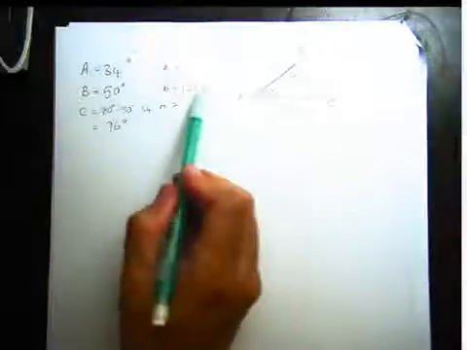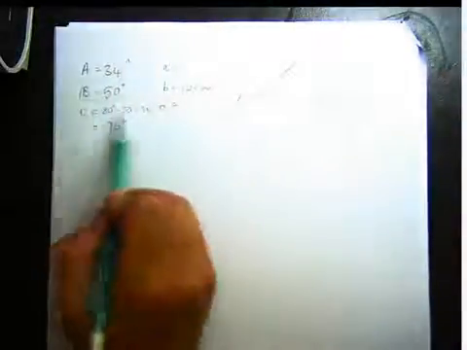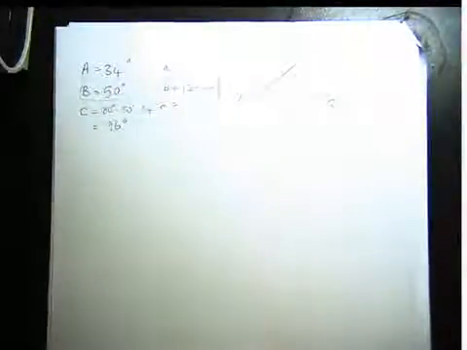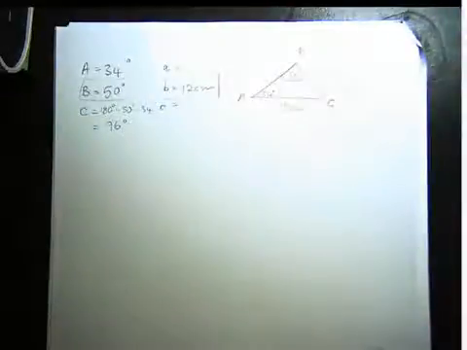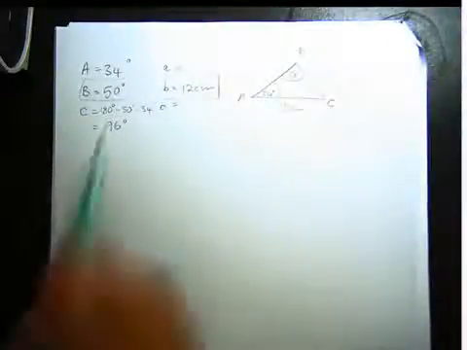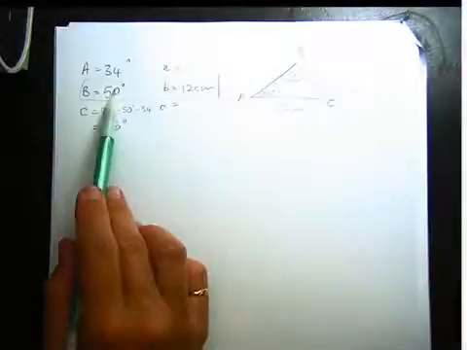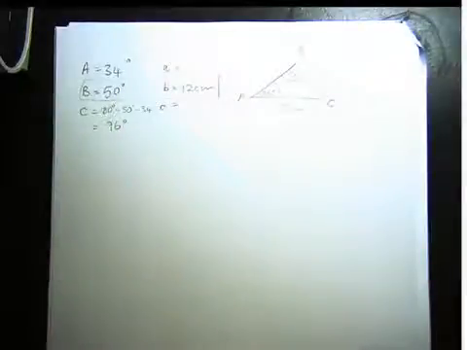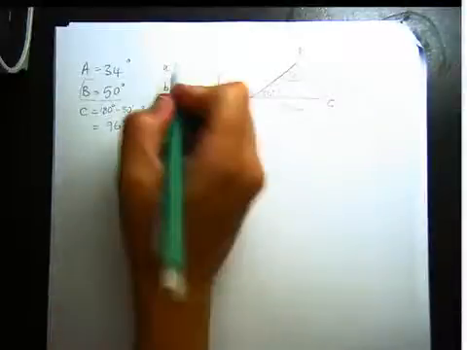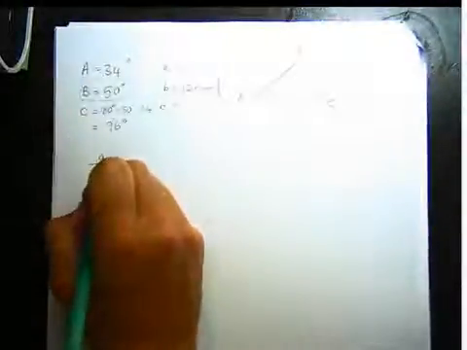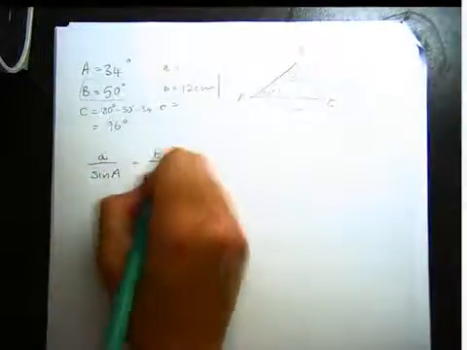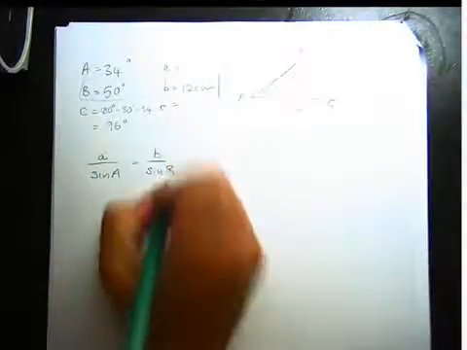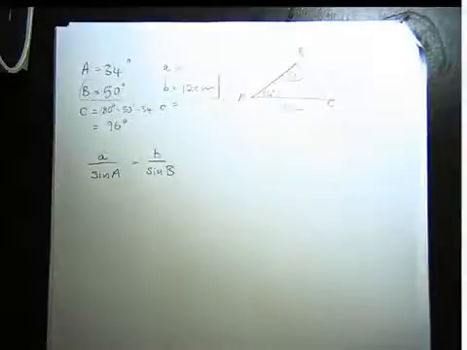Now I notice that I've got angle B and side B. That's a great indication that the sine rule is the one that I want to use. Whenever you've got 2 corresponding angles and sides, so of the same letter, we use the sine rule. I'm trying to find side A, so I'm going to put that on top. And I've got B, so I'm going to use those 2 parts of the rule.